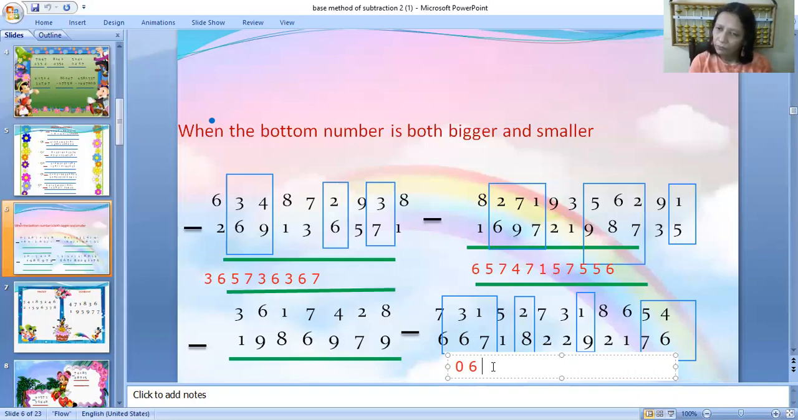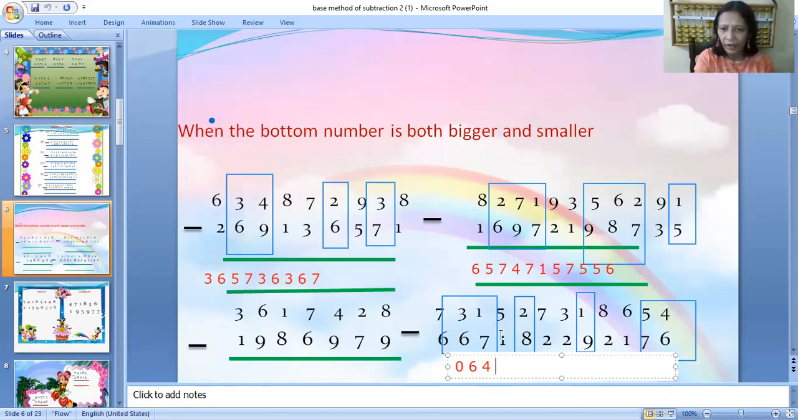Why? What is the reason you will write here 4? You have to check the next pair. See, in the next pair, you can do the subtraction directly. So now, with this 4, you will not think in your mind what comes before 4. Okay. Move to the next pair.